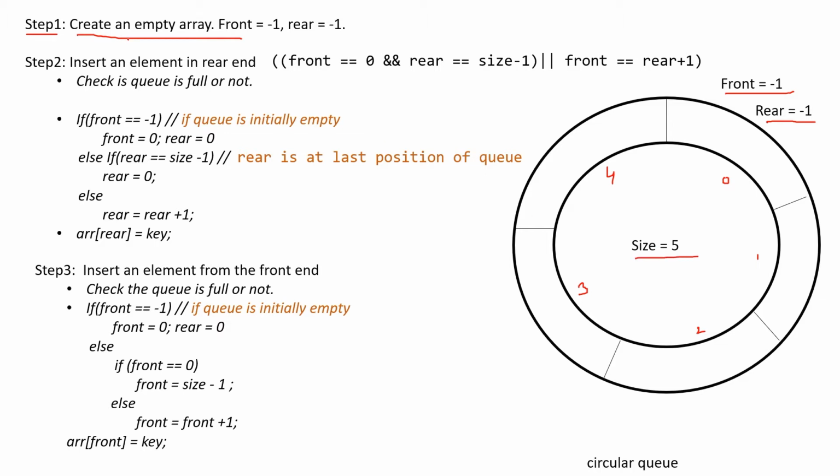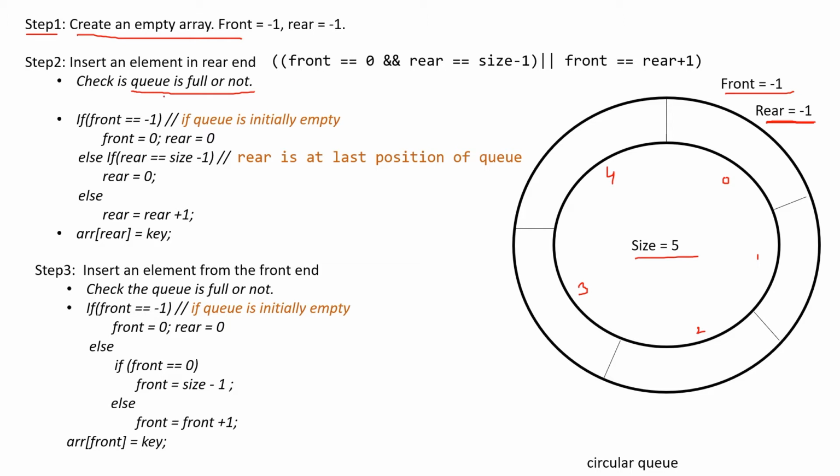Now let's try to insert one element and see how this program gets executed. Suppose I'm inserting an element at the rear end. So this is the rear end, and rear is now pointing to -1. To insert any element using the rear end, I have to check whether the queue is full or not. As my front is pointing to -1 and rear is pointing to -1, you can see the circular queue is empty right now.